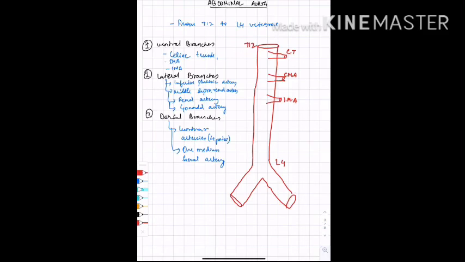One thing that we need to remember is that celiac trunk is given at the lower border of T12 vertebra. Superior mesenteric artery is given at the lower border of L1 vertebra, and this inferior mesenteric artery is given at the body of L3 vertebra. The first two are at the lower border of T12 and L1 vertebra respectively, and inferior mesenteric artery is at the body of L3 vertebra. So these are the ventral branches.